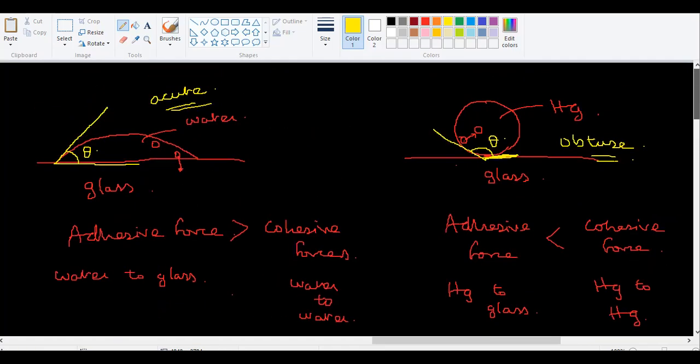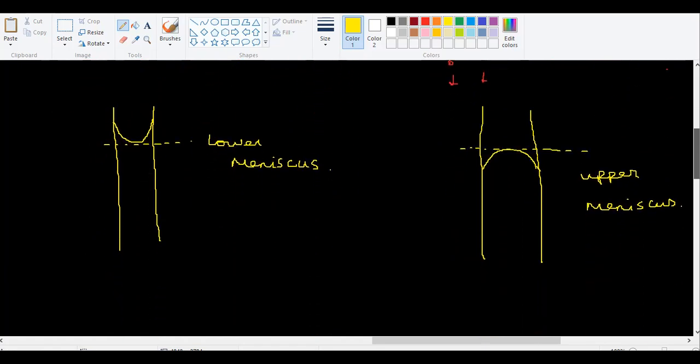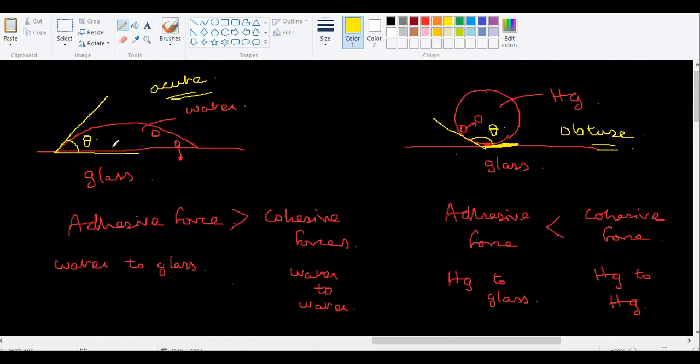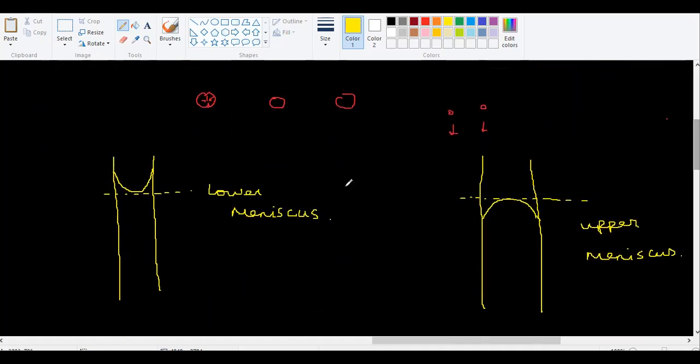Can you try to link this information and this information? Here, what did I say? Water is sticking to the glass. Here, mercury does not stick to the glass. So look at this. You see, the water likes to stick to the glass. You see here, the water is trying to go away from the glass.